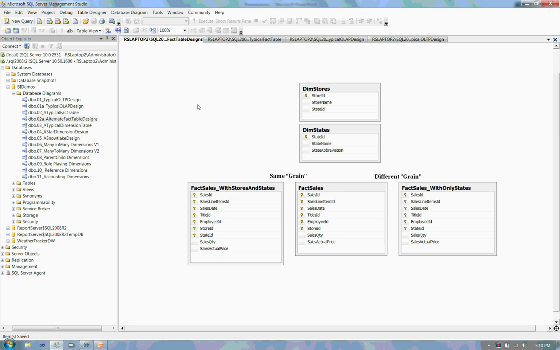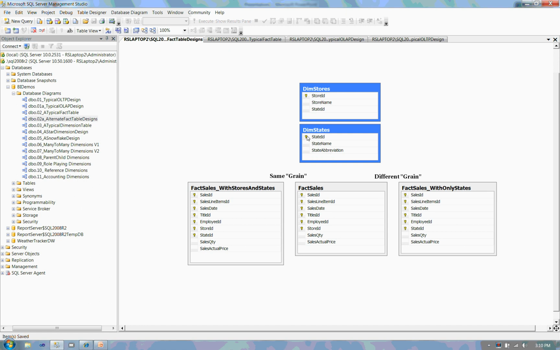So your typical fact table would probably look something like the one in the middle, where it'd have the sales ID, the sales line item, the sales date, the title ID, the employee ID, and the store ID. And I would go ahead and just leave out the state ID because I can always get to it through the store.